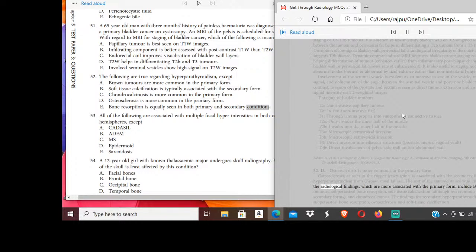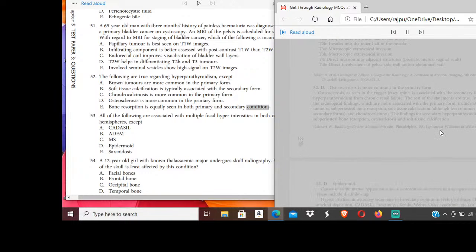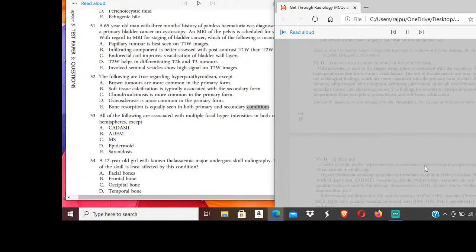In summary, the radiological findings which are more associated with the primary form include brown tumors, subperiosteal bone resorption, soft tissue calcification, although less common than in the secondary form, and chondrocalcinosis. The findings for secondary hyperparathyroidism include subperiosteal bone resorption, osteosclerosis, and soft tissue calcification.